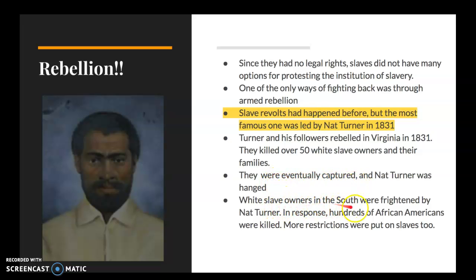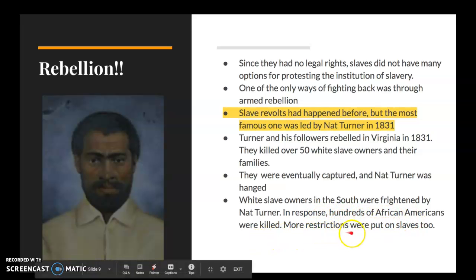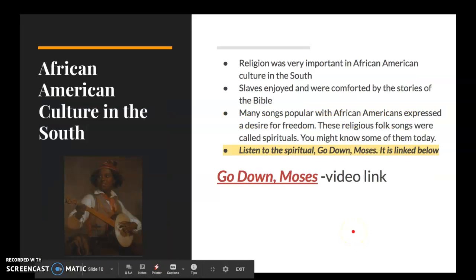White slave owners in the South were frightened by Nat Turner. They thought, if this could happen in Virginia, in this community, it could happen in our community, it could happen in North Carolina or Georgia or Mississippi. There was this fear that spread throughout slave owners in the South. In response to this incident, hundreds of African Americans were killed, and more restrictions were put on slaves too.